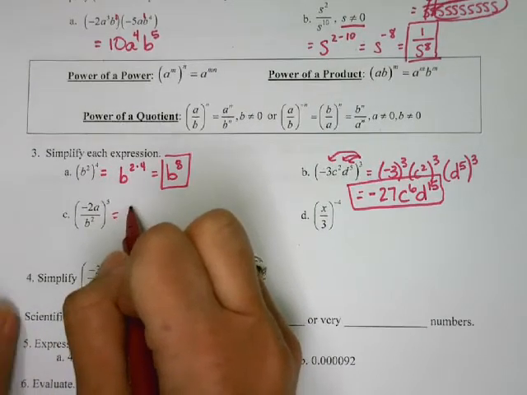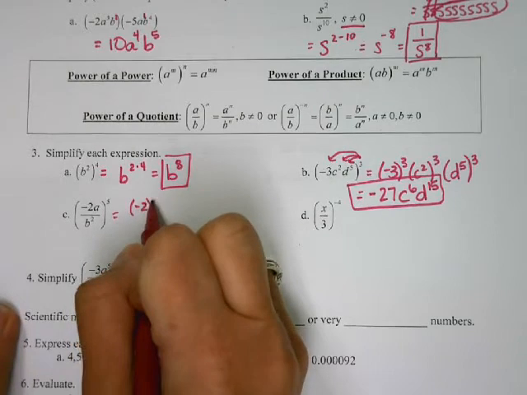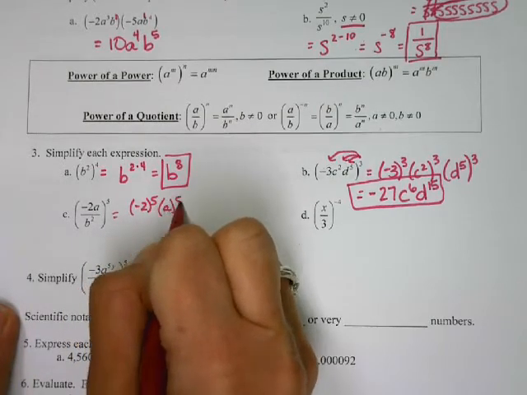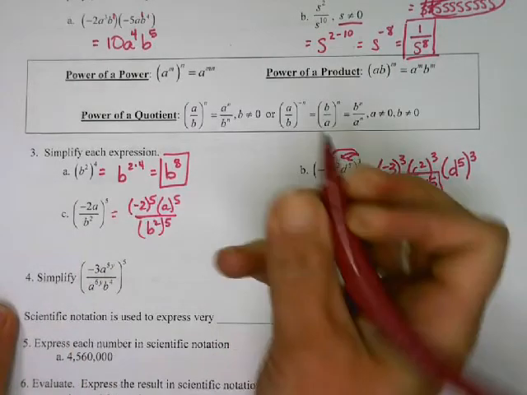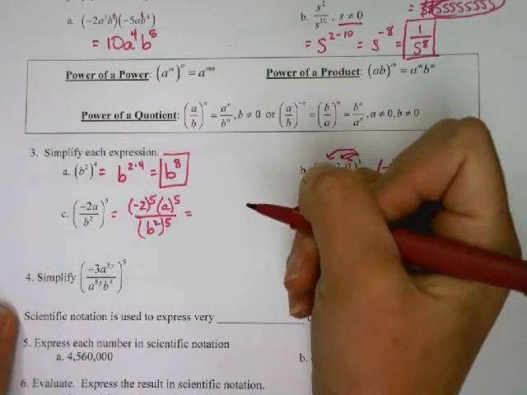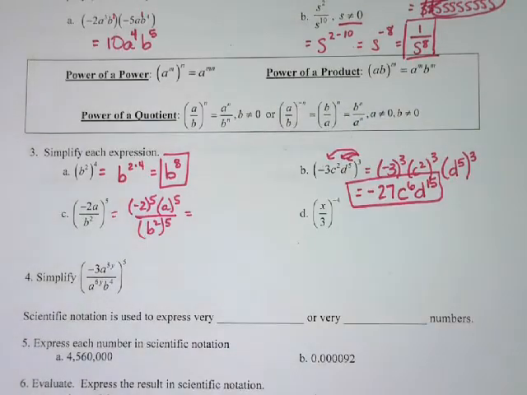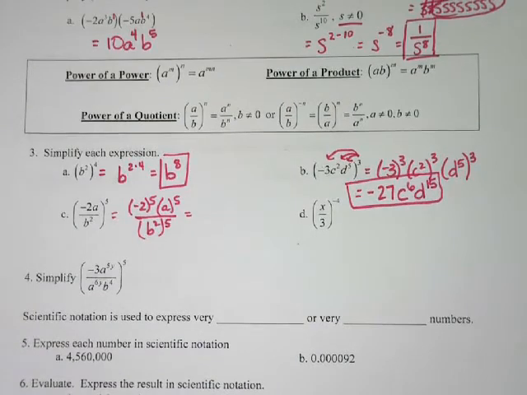Letter C, everybody gets a power of 5. Negative 2 to the 5th, a to the 5th, divided by b squared to the 5th. Negative 2 to the 5th power. If you're not sure about that, remember you've got a calculator. Just be careful because you're taking that negative 2 5 times.